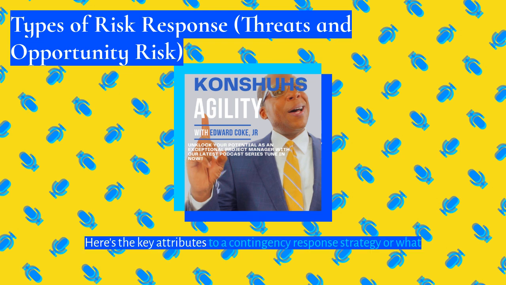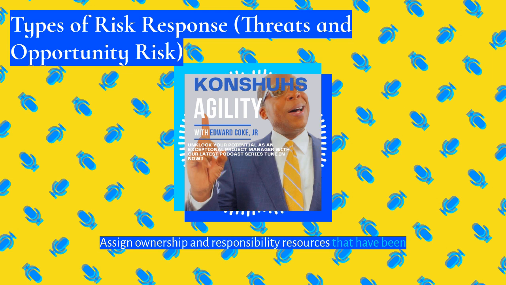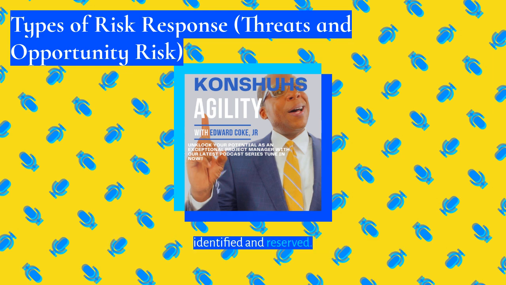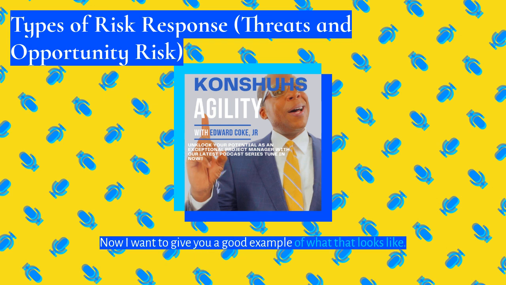Here are the key attributes of a contingency response strategy, or what we call a contingency plan: trigger conditions that are clearly defined, response strategies that have been planned in advance, assigned ownership and responsibility, resources that have been identified and reserved. Now, I want to give you a good example of what that looks like. So let's take a software development project. The trigger is if a key developer leaves the project. So that is the trigger. That meets our first key attribute.